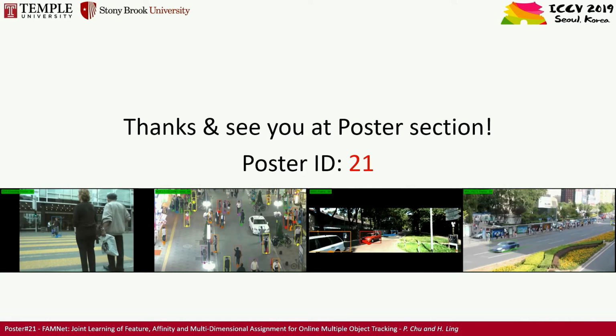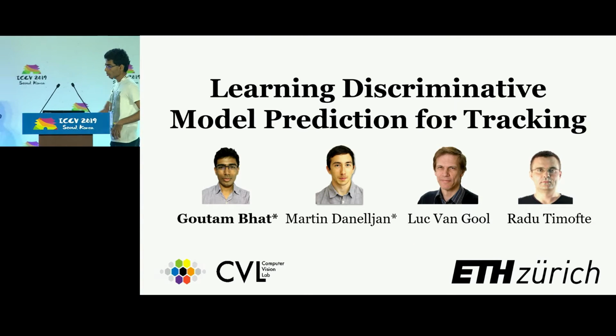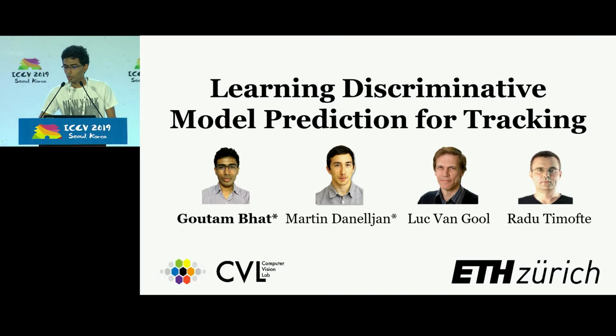All right, the third paper is titled Learning Discriminative Model Prediction for Tracking. Okay, so let's do some more tracking.